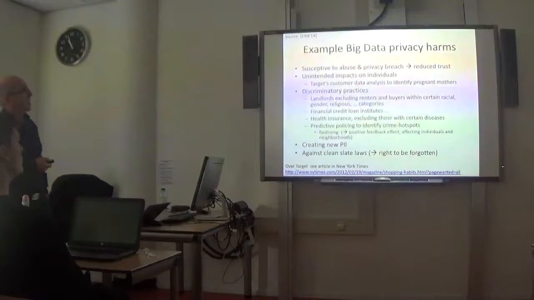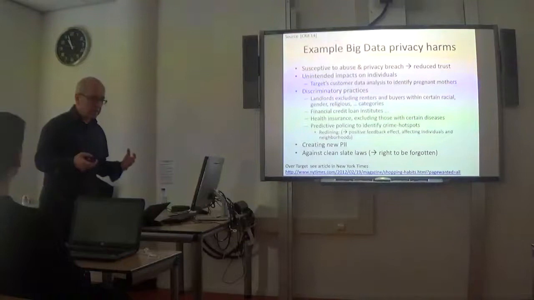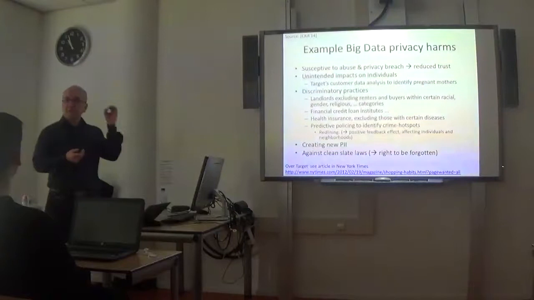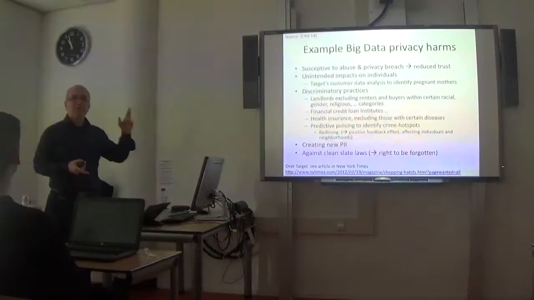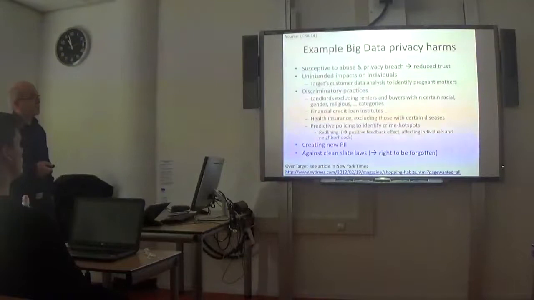Unintended impact on individuals. This is the example that you mentioned, Target. In America, a typical example is that a teenage girl was pregnant, and based on her purchases, the supermarket Target understood that she was pregnant and sent a well-intended, nice package to her home, but the father found out that she was pregnant and then she had a problem at home. So you don't want to go that far if you want to use private information.